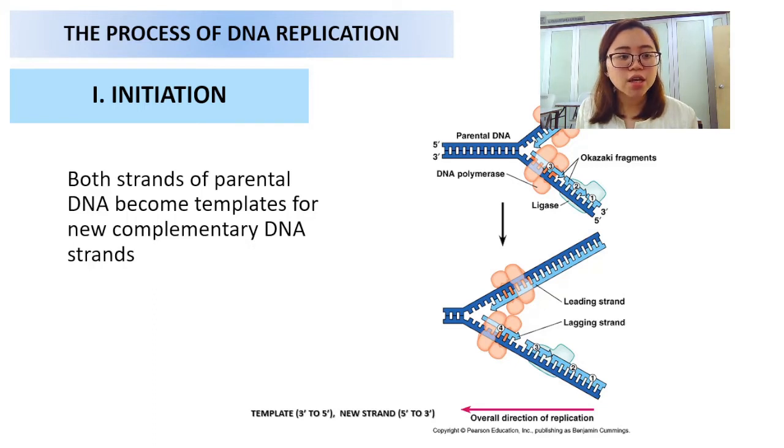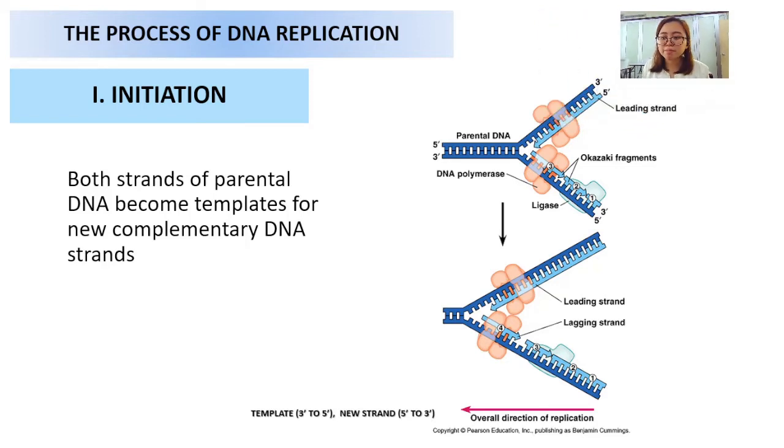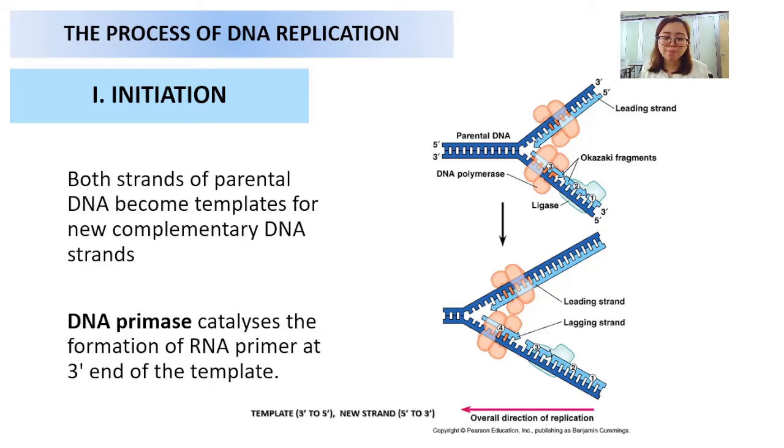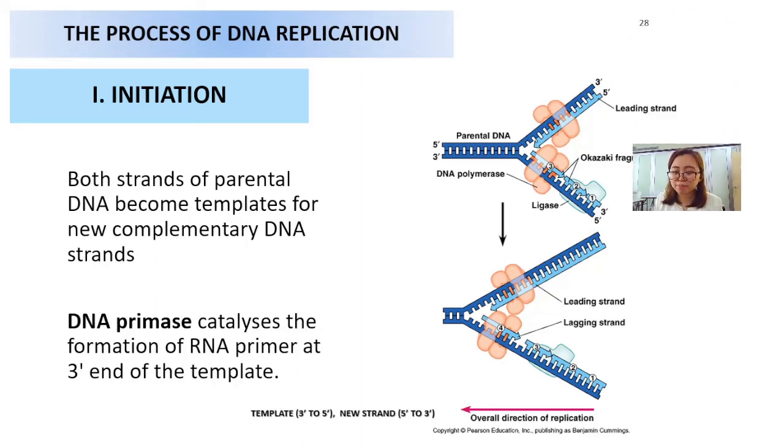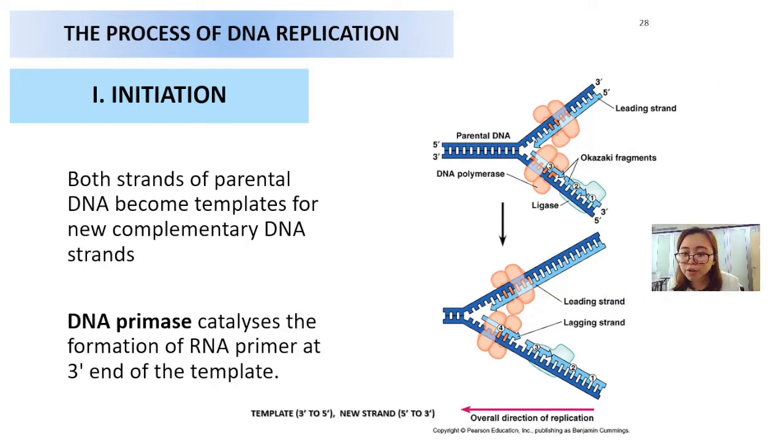Continuing with initiation, both strands of parental DNA will now become templates for the new complementary DNA strands. Dua-dua ini akan digunakan sebagai original copy. Kita akan membuat salinan berdasarkan template ini. DNA primase, which is the next enzyme, will catalyze the formation of RNA primer at the 3' end of the template. So, kita boleh tengok di sini, we have your RNA primase, is not shown here. Okay, di sini dia tiada tulis RNA primase.